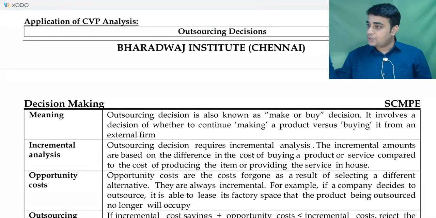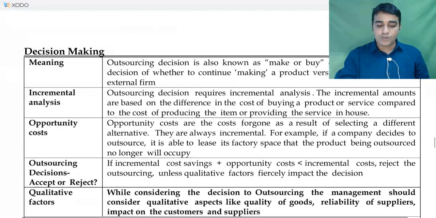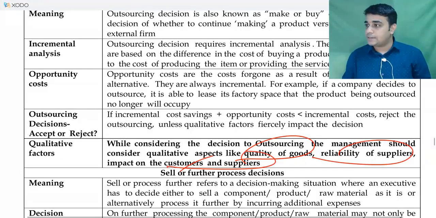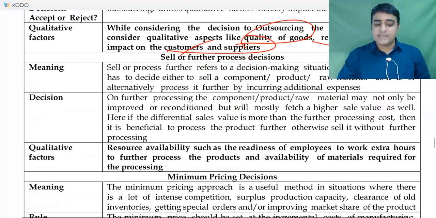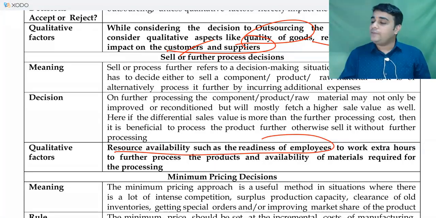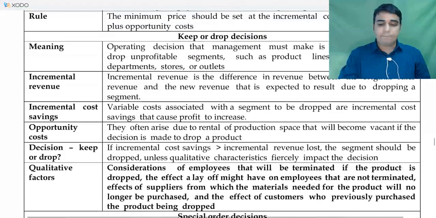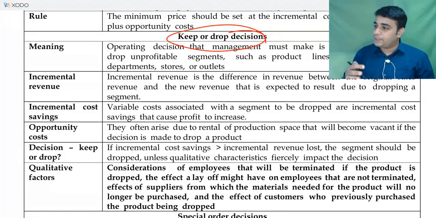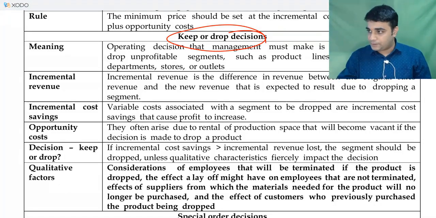For example, there is a decision called outsourcing. When you do outsourcing, you will have to consider factors like quality of goods, reliability of supplier, and impact on the customer and supplier. I will discuss in detail in some time, maybe in the next session. Sale or further processing decision: do you have the employees ready to work extra hours? Do you have the extra resources needed to further process a product? Keep or drop decision. So there are certain extra factors which need to be considered for every different decision.